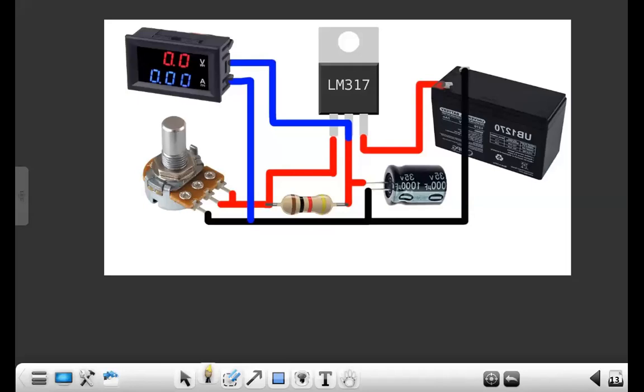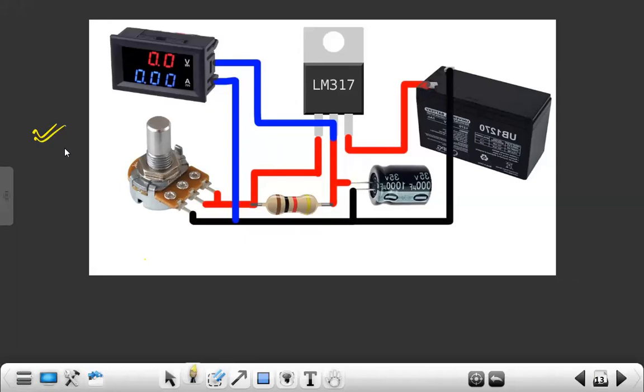Today we are going to discuss another video on DC voltage regulation. Here is a schematic through which we will be able to understand DC voltage regulation. So what exactly are we using here?